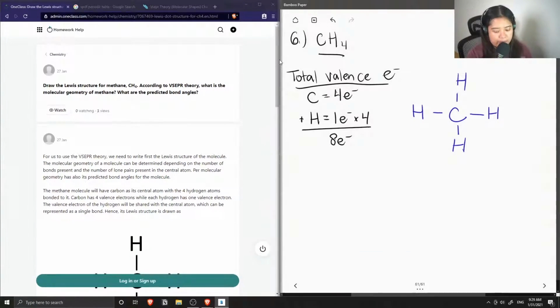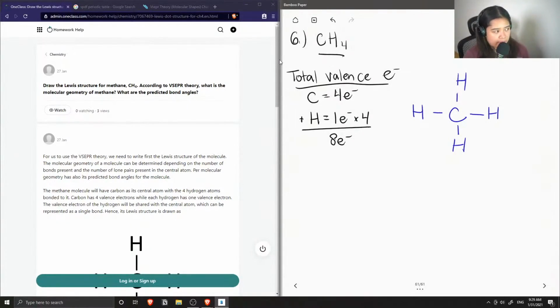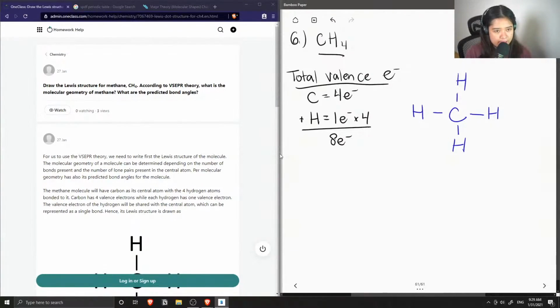So for the second part of the question, according to VSEPR theory, what is the molecular geometry of methane and what are the predicted bond angles? So we need to analyze our central carbon for this structure, and we'll see that the carbon has 0 lone pairs, and it has 4 bonded atoms.